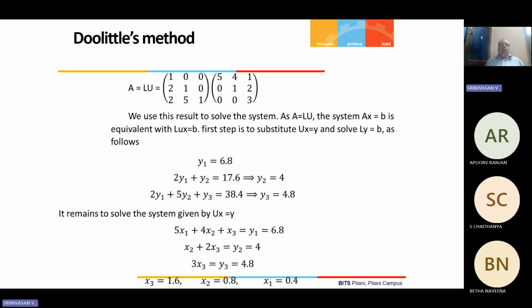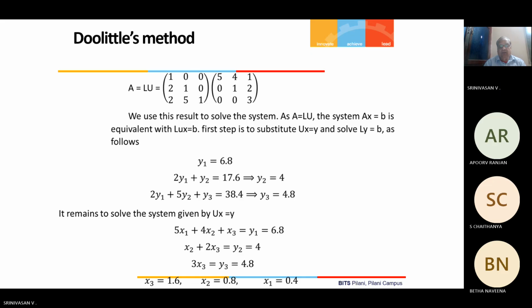Now, Y1 equal to 6.8. How did you get this one? Just see here, you go back here, LY is equal to B. Take this, okay? I just show you. Now, what is the meaning here? Actually, LY is equal to B means what? How did you get this one? What does this mean?